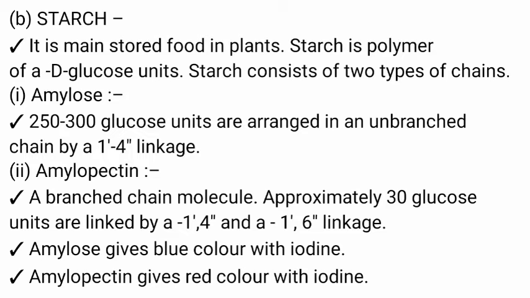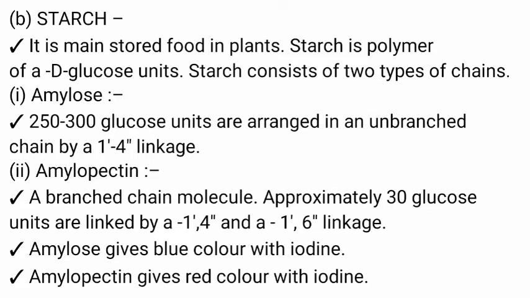Amylose gives blue color with iodine. Amylopectin gives red color with iodine. Starch is the main stored food material in plants. Starch is the polymer of alpha-D-glucose units. Starch consists of two types of chains. One is amylose chain and the other one is amylopectin chain.